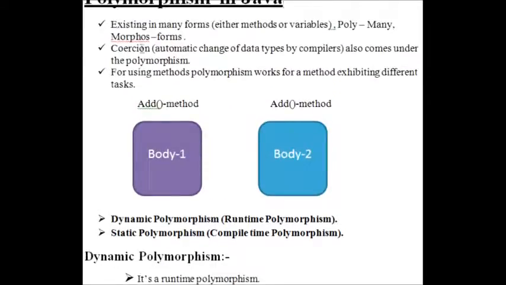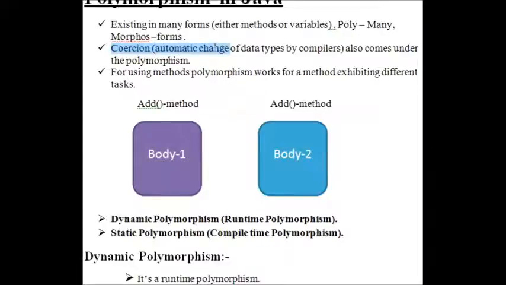Polymorphism means the existence of either variables or methods in different forms. Reusing these variables in different forms for our usage is called polymorphism, whereas poly means many and morphs means forms. So reusing or existence of variables in different forms comes under polymorphism, and reusing these variables in different forms can occur by typecasting or coercions.